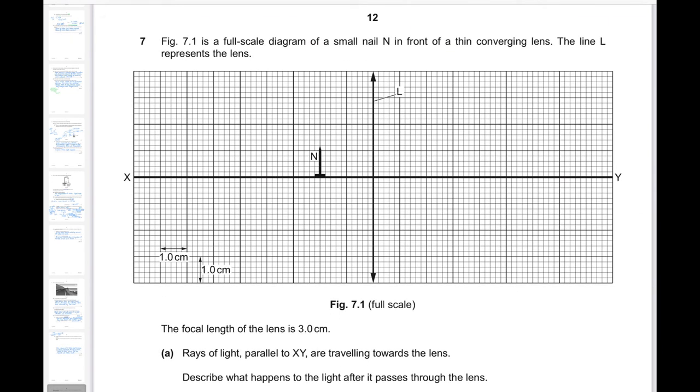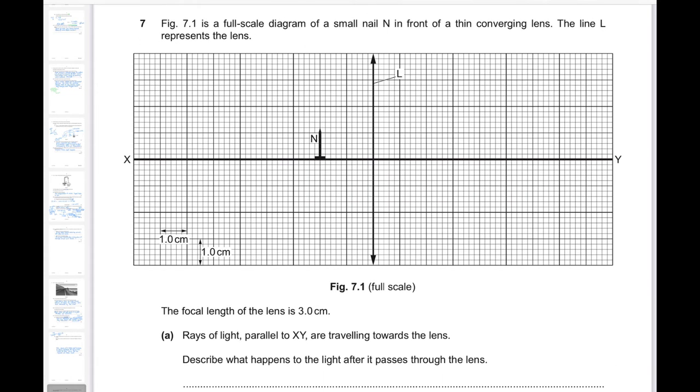Question 7. Figure 7.1 is a full-scale diagram of a small nail N in front of a thin converging lens. The line L represents the lens. The focal length of the lens is 3 centimeters.